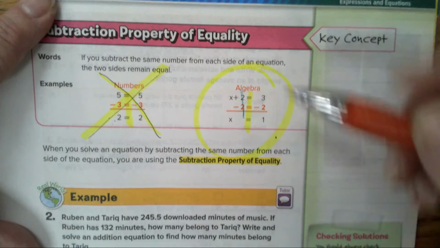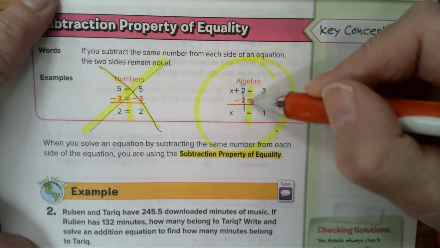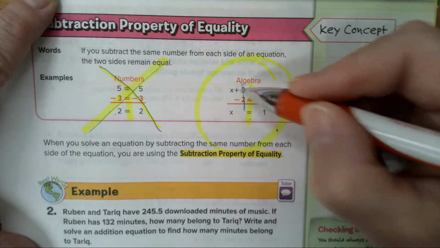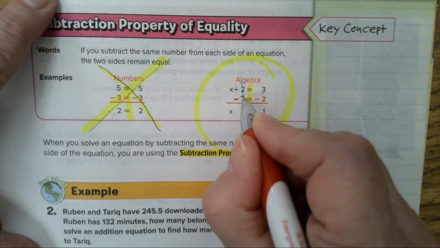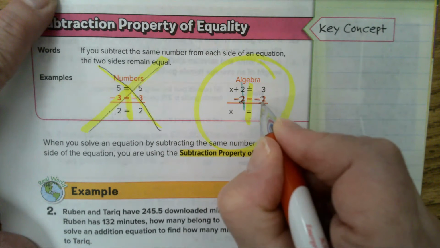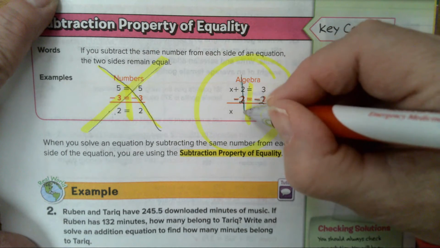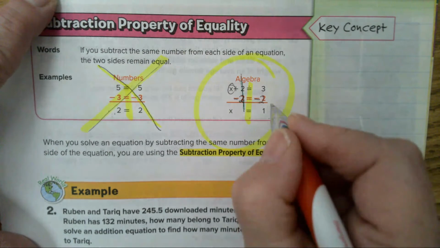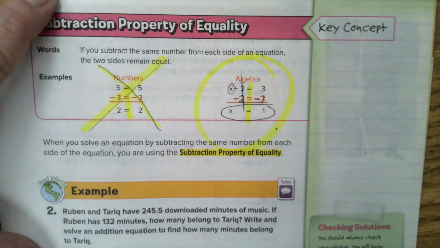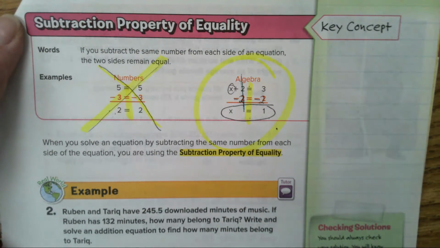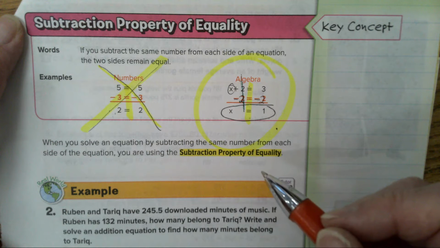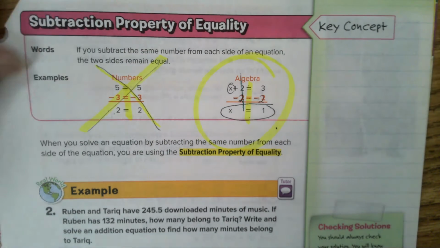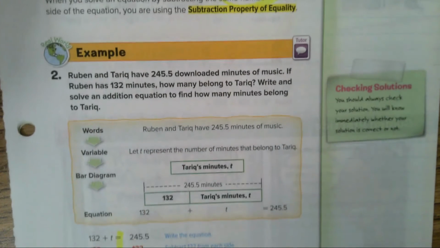Now, when you do the algebra way, you line up your equal signs. You got that, kids? What will undo adding 2? Minus, trace over it, 2, minus 2, cancel. 3 minus 2 is 1, x is all by itself, x equals 1. Any questions on that? And what you just did was the subtraction property of equality. All right? Let's look at number 2. Here we have a word problem.